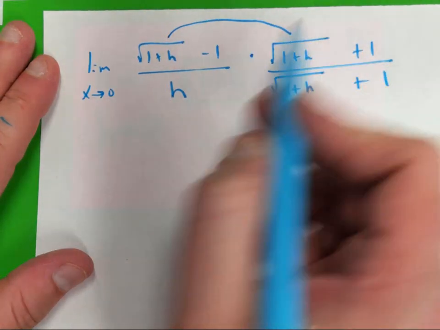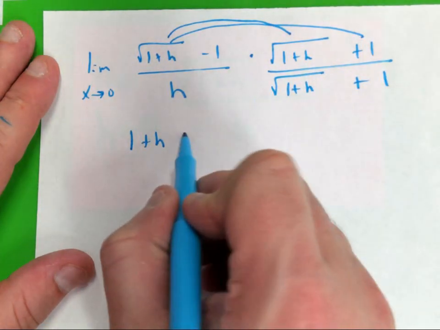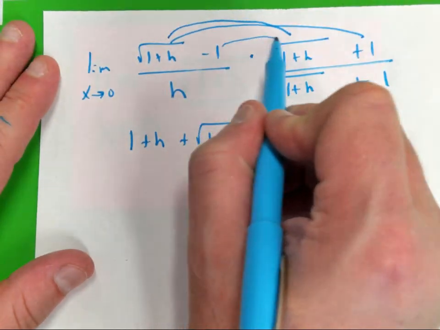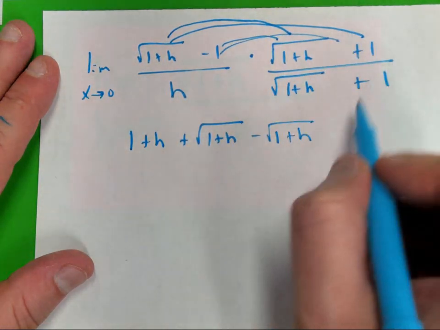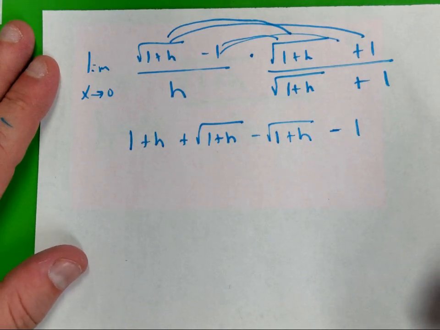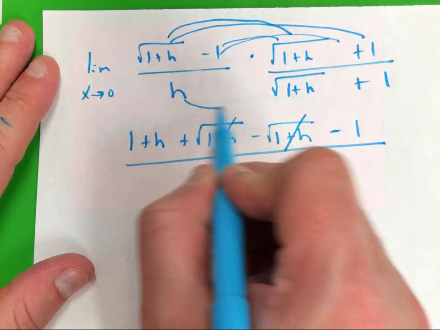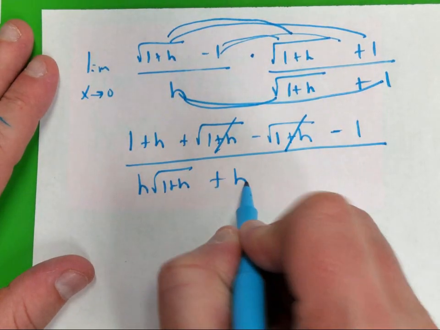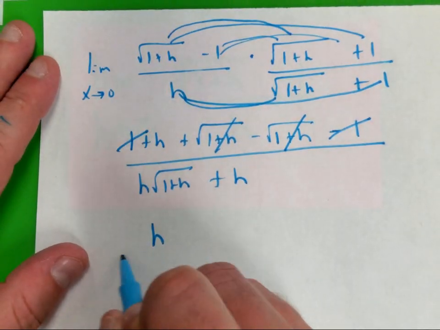Now for this times this, what happens with those square roots? They cancel. This times 1 is plus square root of 1 plus h. This times this is minus square root of 1 plus h. Negative 1 times 1 is negative 1. What happens to these two things right here? Now I'm going to do h times this, which is h square root of 1 plus h plus h. The negative 1 and positive 1 cancel. I'm left with h over this.